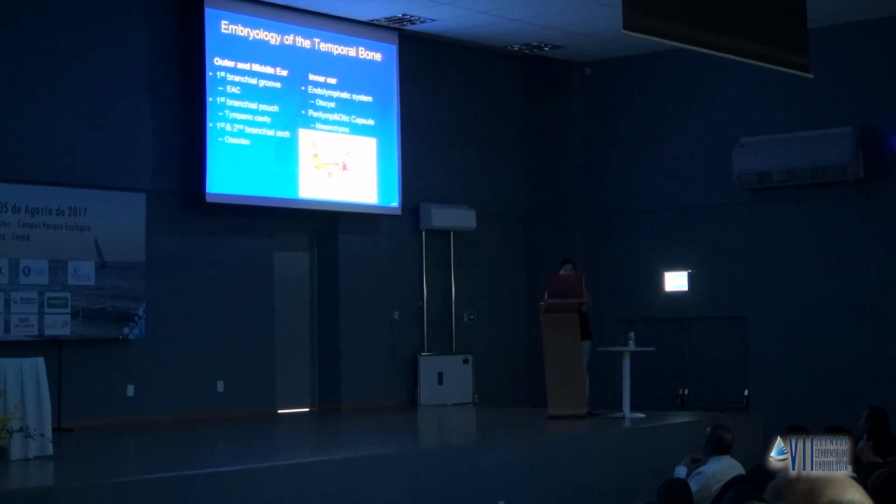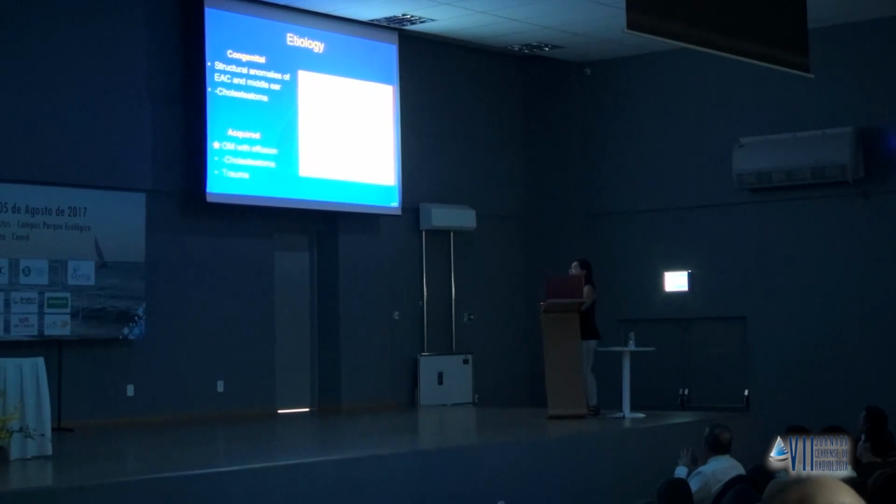Inner ear, however, is derived from the otocyst, and the endolymphatic system, perilymph, and otic capsule are derived from the mesenchyme. A coexistence of inner ear and outer and middle ear abnormalities can be seen. However, you're more likely to find outer and middle ear abnormalities simultaneously.